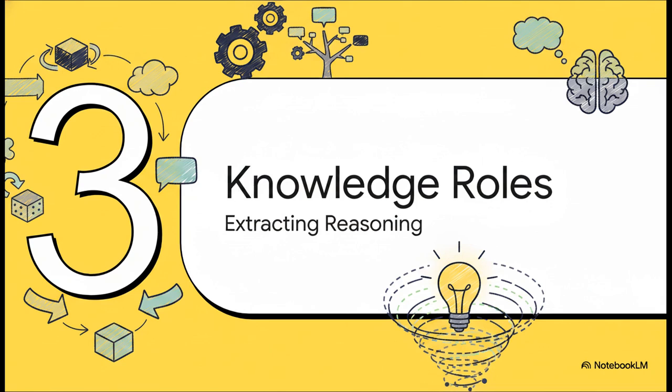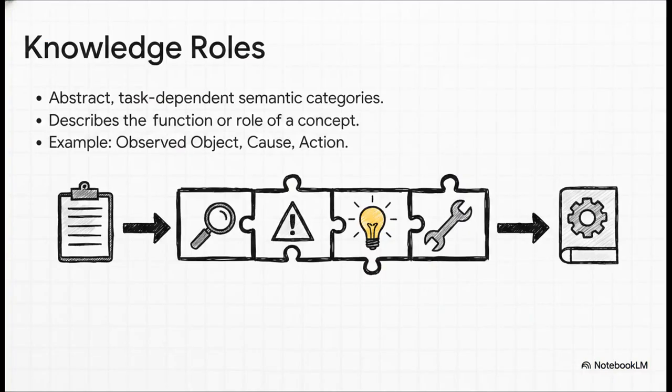This is where the real magic happens. Now, what's really interesting about this slide is how we get past that limitation of simple vocabulary. We introduce knowledge roles. These are the real secret sauce of the system. They are entirely abstract, task-dependent semantic categories. Instead of just pointing to a specific object, they describe the actual function or role that a concept plays in a given task. And crucially, they're completely independent of the specific words used in the text.